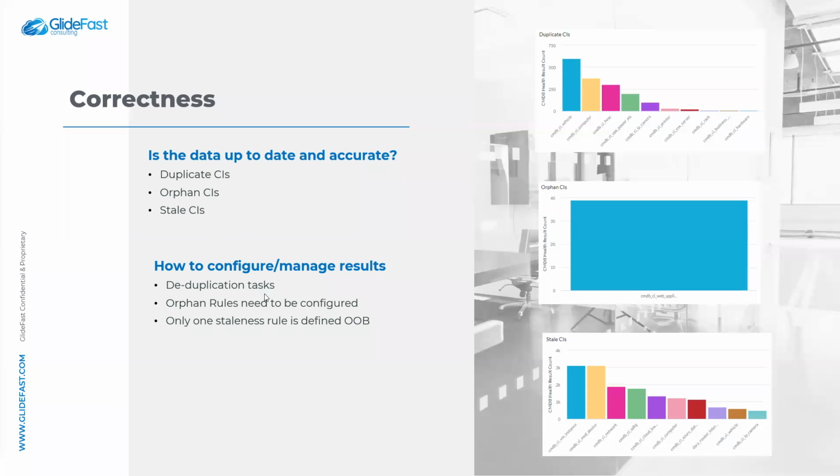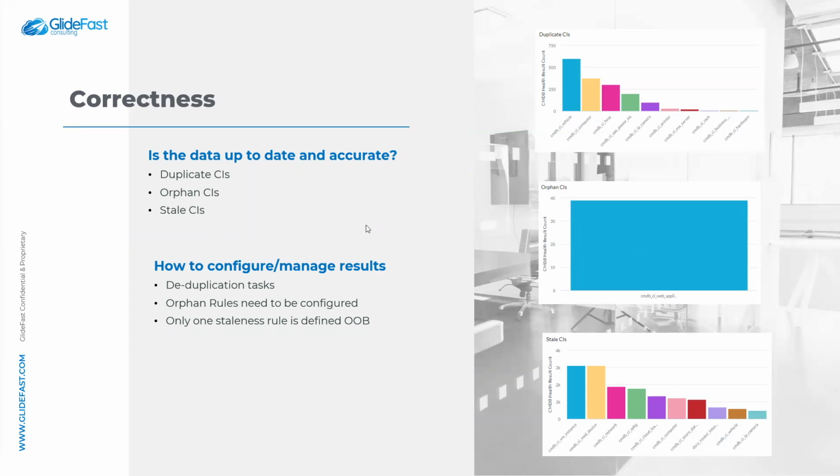Mostly deduplication tasks are going to be where there's manual intervention happening. You can also create workflows to handle those as well, but there is some level of manual intervention where somebody has to go through and actually do something with that information. Orphan rules as well, out of the box, there are no orphan rules turned on.